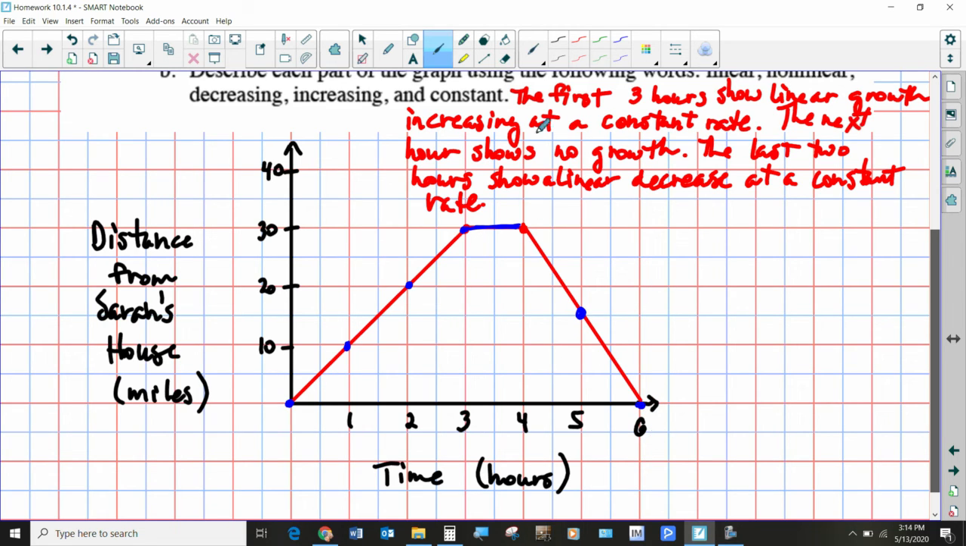So for the first 3 hours, she's going, showing linear growth at a constant rate of speed of 10 miles per hour. Then she stops for an hour, and then the last 2 shows a constant linear kind of decrease of 15 miles per hour. And so technically, I guess if we're talking about slope ratios, this would be a negative 15 slope, and this would be a positive 10 slope. But the positive and the negative doesn't really mean a whole lot in this context.